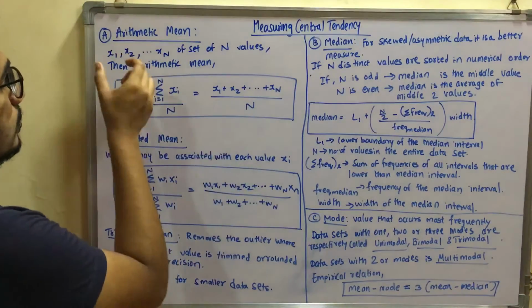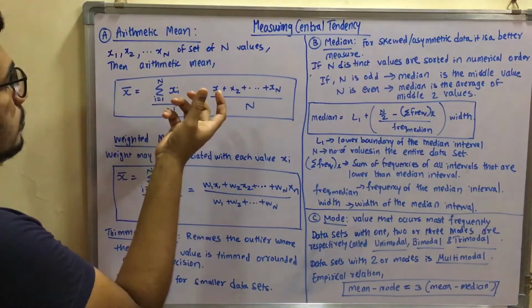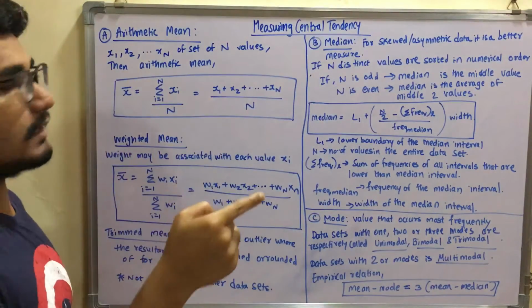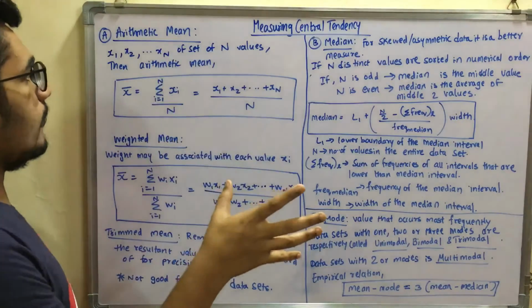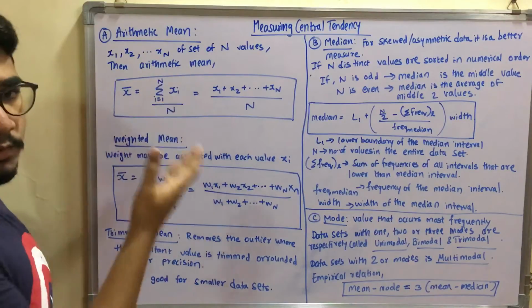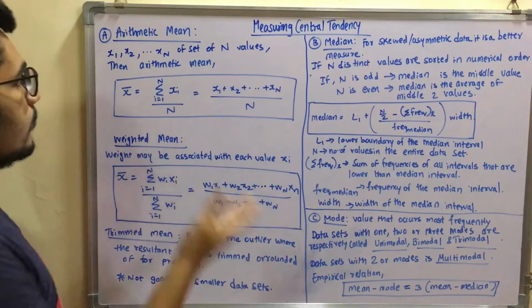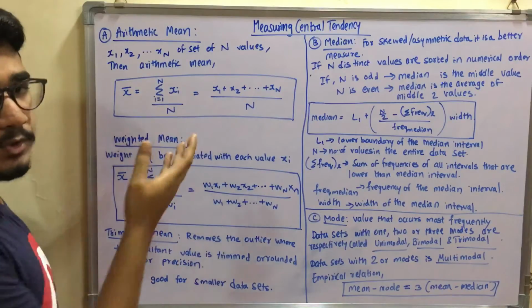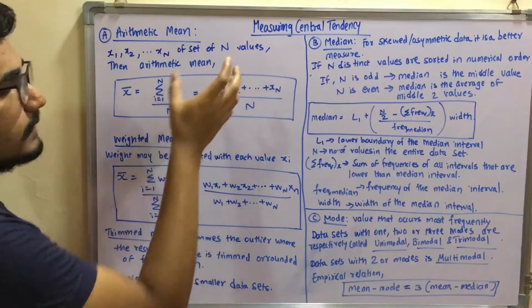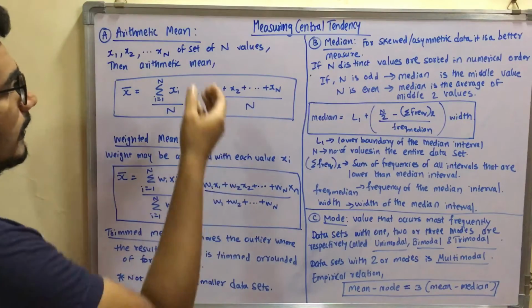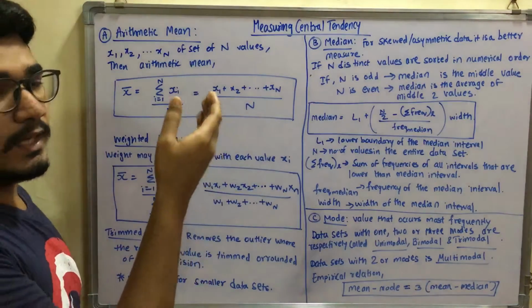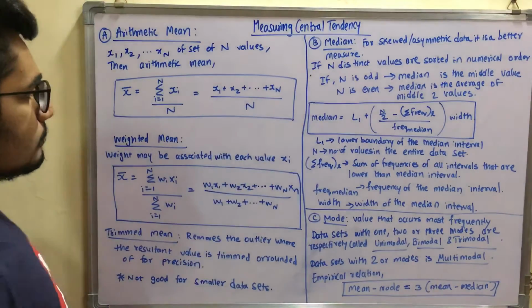Suppose we have particular data points, or a data sample from an observation: x1, x2, up to xn, from a set of n values. Then we can write the arithmetic mean as x bar, which is given by the formula summation of i runs from 1 to n of xi divided by n. N is the total number of values in that set, so the formula can be written as x1 plus x2 up to xn divided by n.